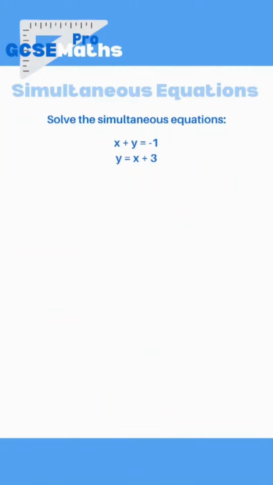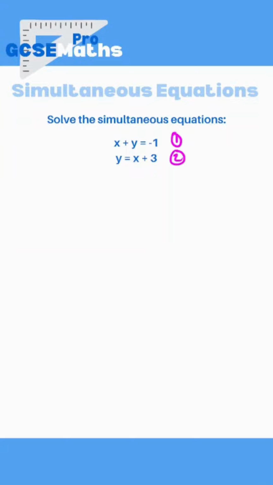So solve the simultaneous equations. We can see here that they are both linear equations because they're just x or y. There's no x squared or quadratics or anything like that. When you're solving linear simultaneous equations, you've got two options. You can either use the elimination method or the substitution method. It's completely up to you. This video will be going through the substitution method.